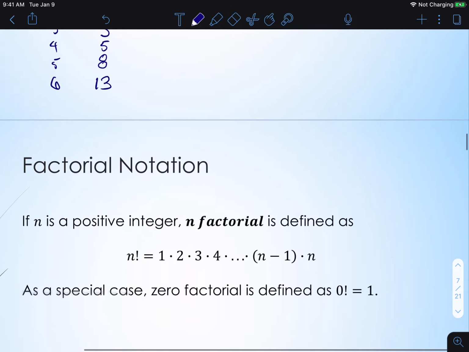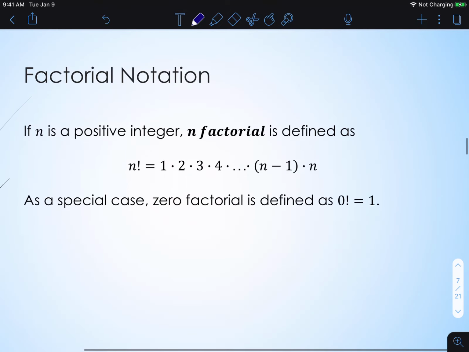Okay? The next topic is called factorial notation. If n is a positive integer, then n factorial is defined as 1 times 2 times 3 times 4, and on and on, every successive integer, all the way to n minus 1 times n. And as a special case, we say that 0 factorial is defined as 0 factorial equals 1.